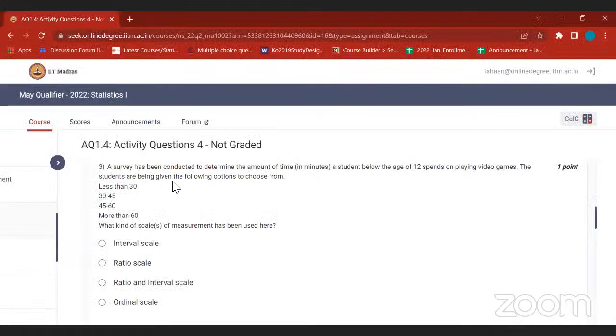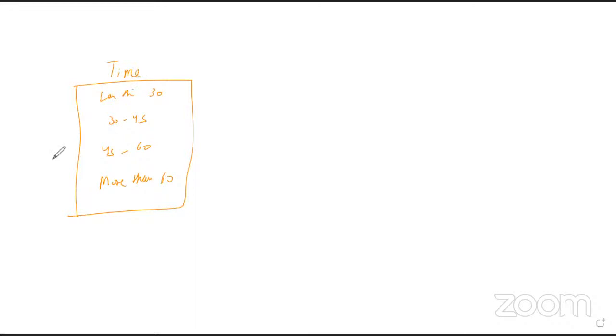If you read the question, the students are given the following options to choose from, right? So the only options I have are less than 30, 30 to 45, 45 to 60, and more than 60. But sir, less than 30 contains 0, no? Okay, so these are the only 4 possible values for that variable, right? First of all, can I order it? Yeah, less than 30 is obviously smaller than 30 to 45 minutes, and 30 to 45 is obviously smaller than 45 to 60 minutes, right?